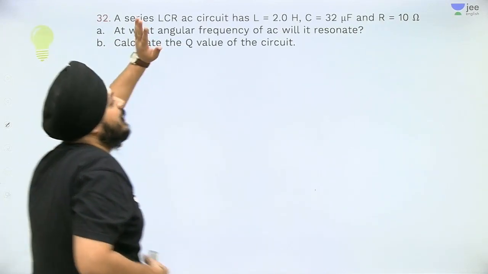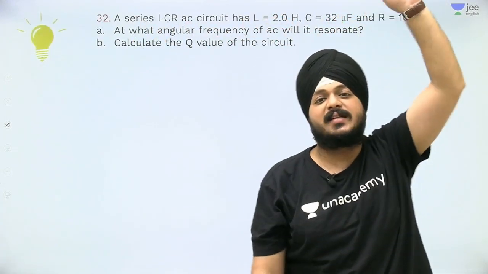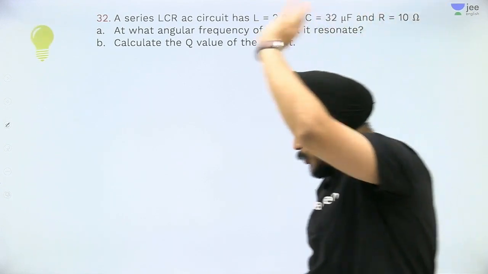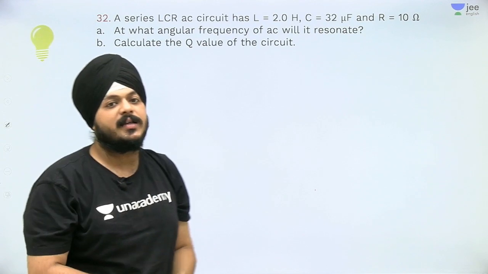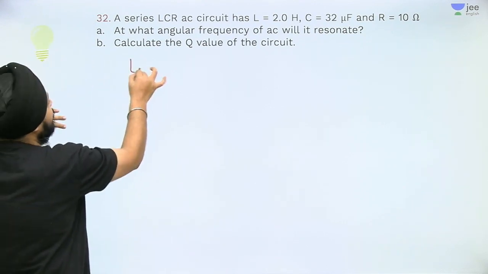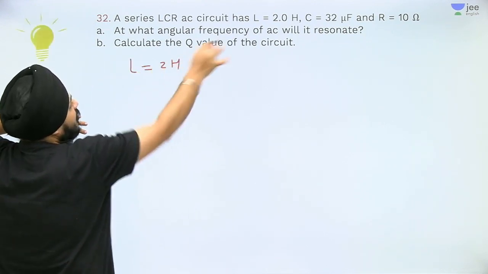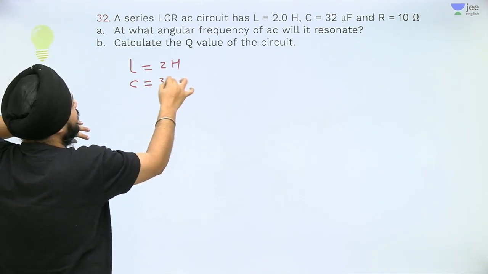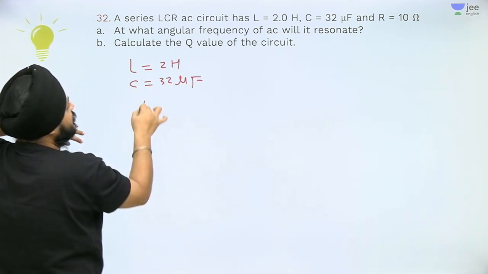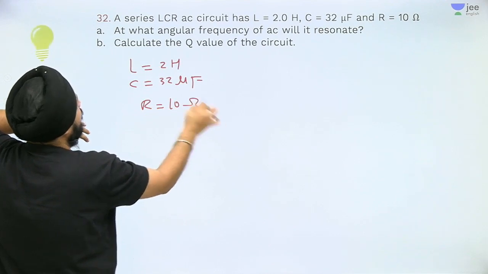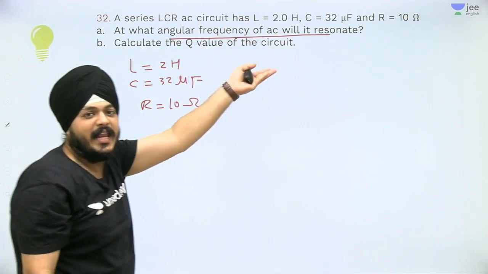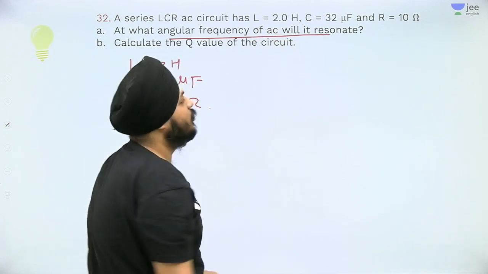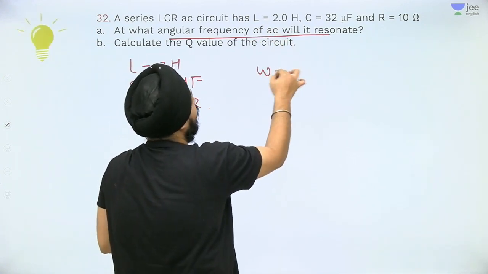See, it's a very nice question, in the LCR series circuit, a direct question of alternating current. See guys, L is given as 2 henry, the capacitance is given as 32 microfarad, and resistance is given as 10 ohm. At what angular frequency will the AC be at resonance? So indirectly, we have to find the resonant frequency.